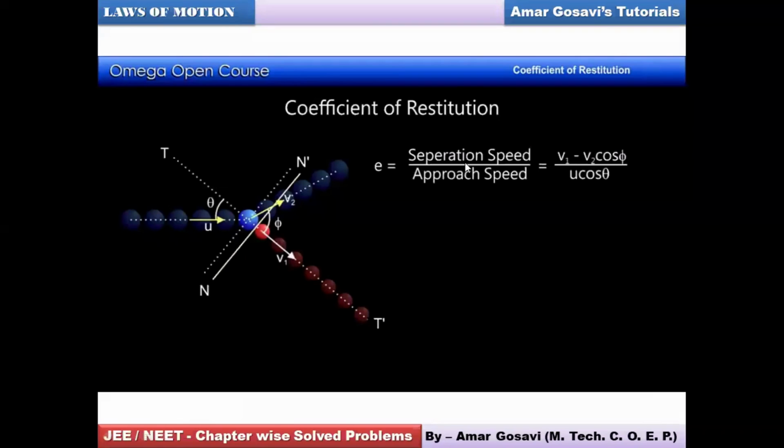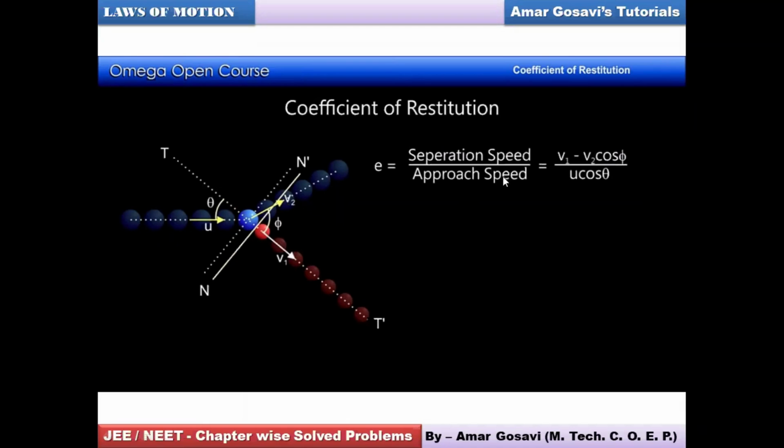Alright. So the separation speed here would be V1 minus V2 cos phi. That is more important. Hopefully you understood how you get this numerator as V1 minus V2 cos phi. Ideally, it should have been V1 minus V2, but because of the complexity of the situation, this cos phi comes into the picture.